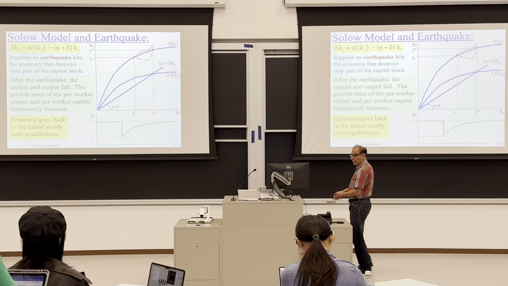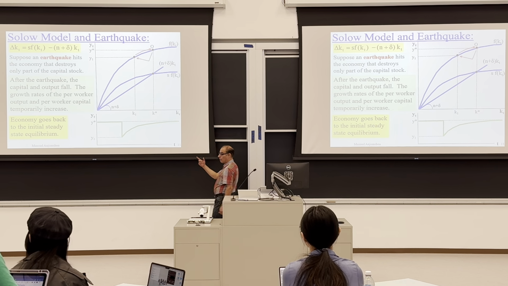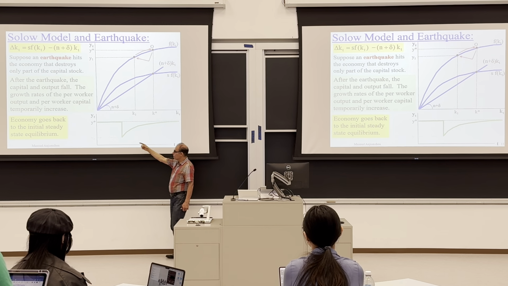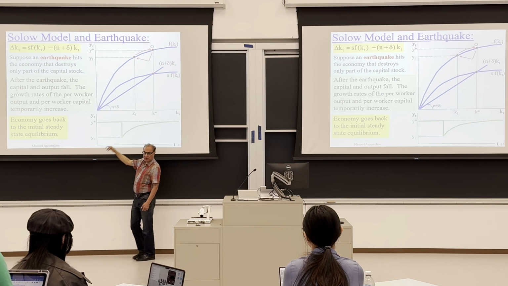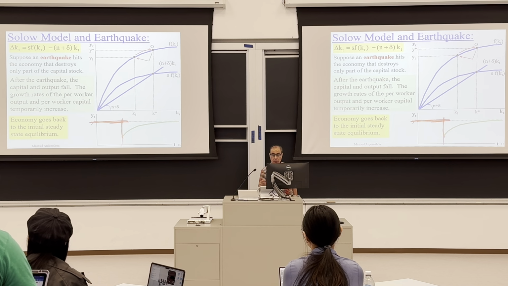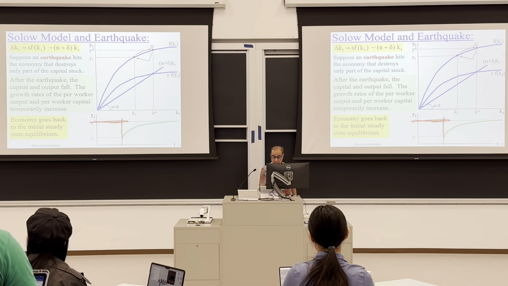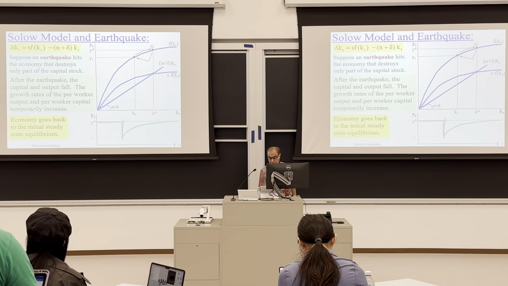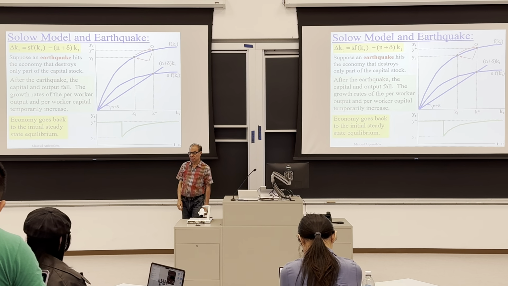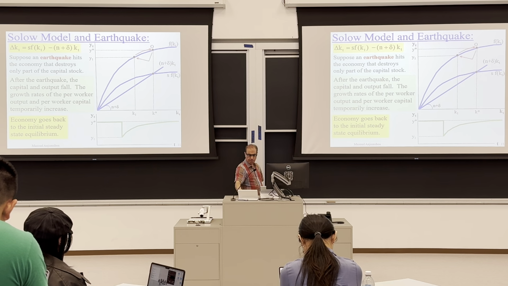Okay, here we go. So timeline. How does the per worker output timeline look like? I mean, over time. Can you see that? Per worker output was at its steady equilibrium. All of a sudden, capital stock falls, output falls, but then you have gradual adjustment back to the old steady equilibrium. That's it.